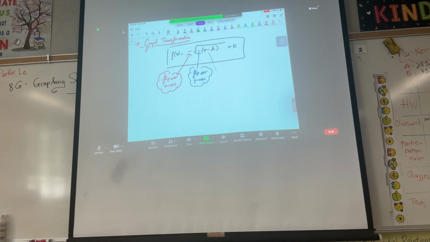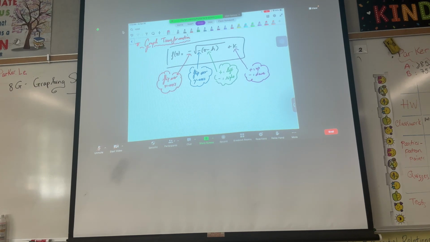All right, inside the square root, plus means move to the left, negative goes to the right. And then for the k, plus moves up, negative moves down. Okay, it's just a summary, just review. There's nothing new.